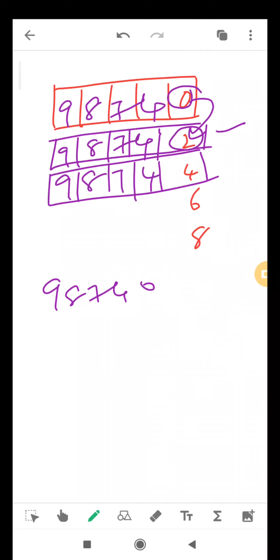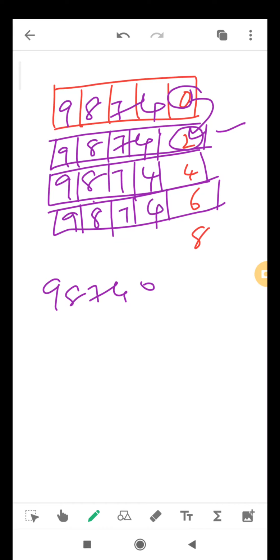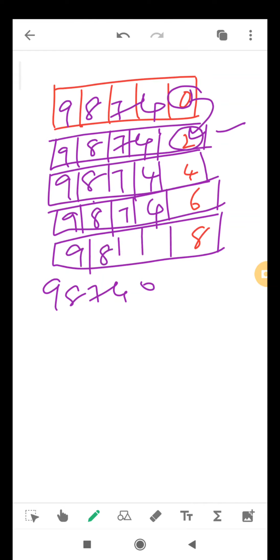98744. It is also divisible by 4. Similarly this also, you can just check 98746 also. Similarly this also. Okay, these all are divisible by 2. You can just check also.